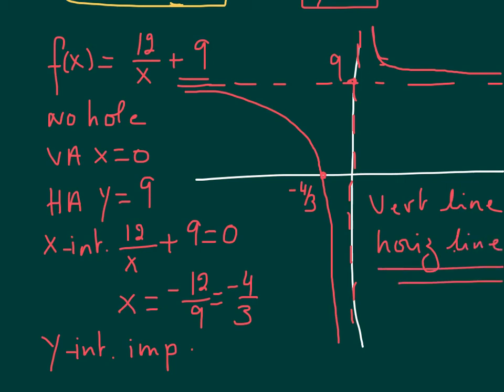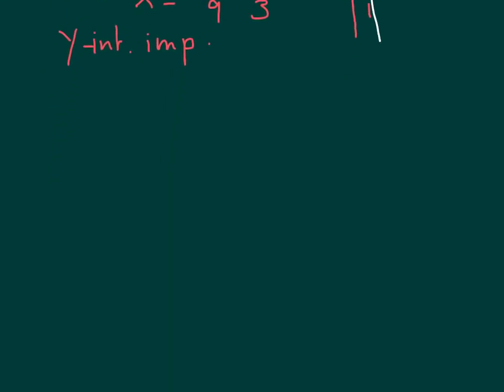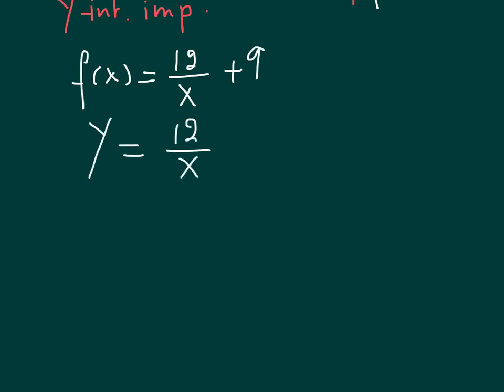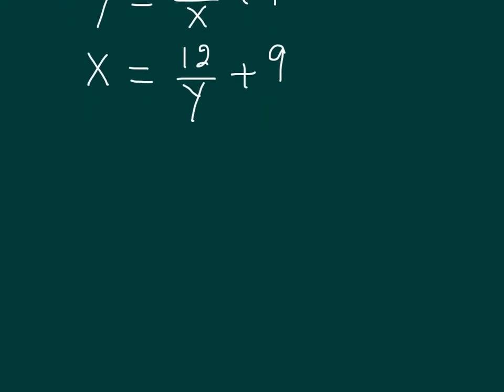Now, how do we find the inverse? To find the inverse, you're going to start with f of x is equal to 12 over x plus 9. We're going to make f of x a y. We're going to swap the x's and the y's. So this becomes x equals 12 over y plus 9. We're going to solve for y. To solve for y, I need you to subtract 9. So that will be x minus 9 equal 12 divided by y.